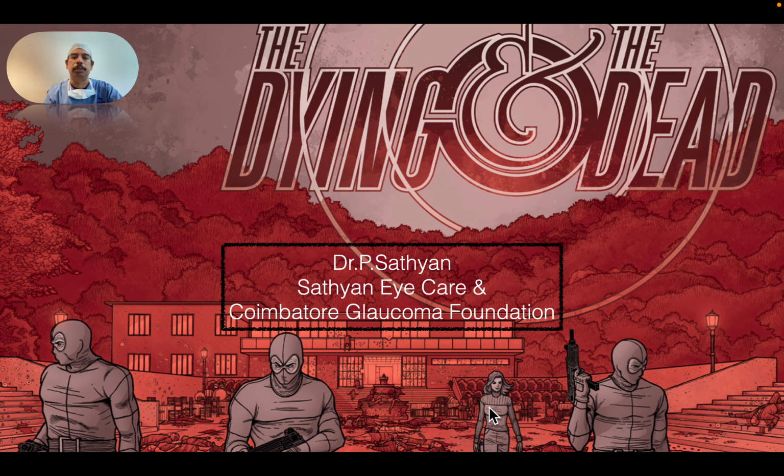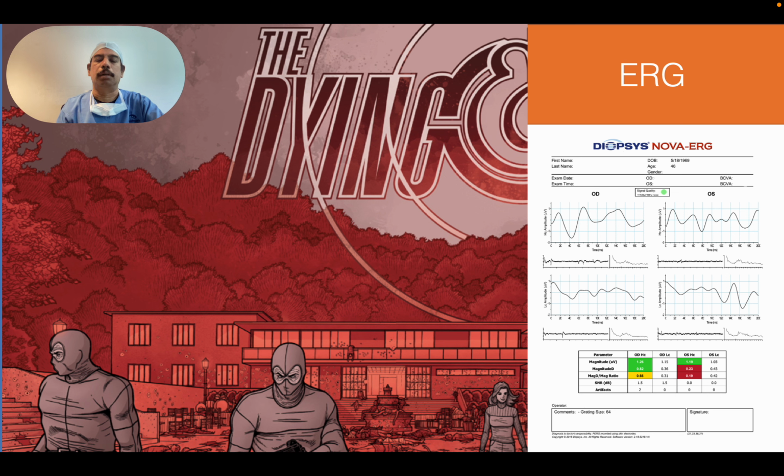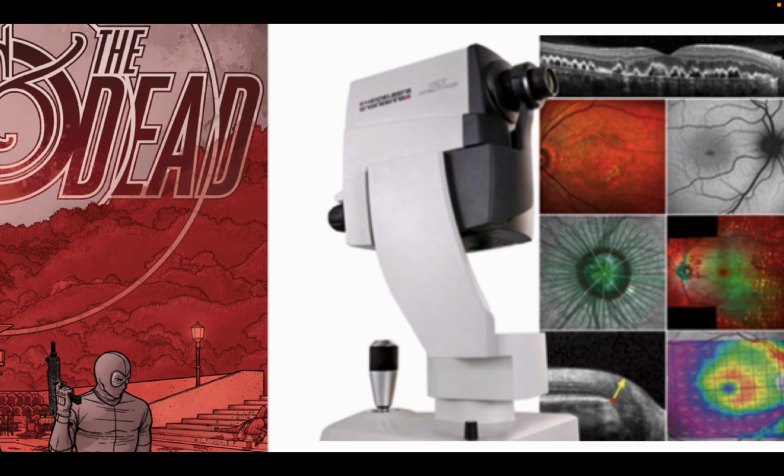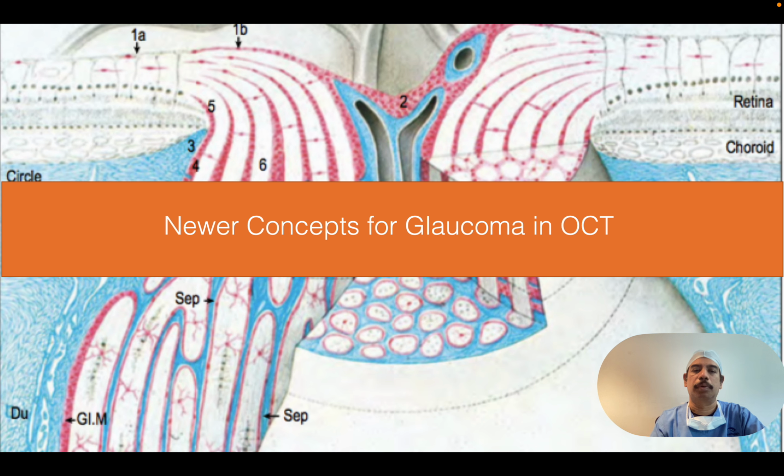This is a knowledge series on the dying and the dead. In glaucoma, the retinal ganglion cells are under stress and also some cells are dead. The dying cells or the stressed cells can be picked up by electroretinogram by means of pattern ERG and by PHNR. The dead cells have been picked up by the OCT.